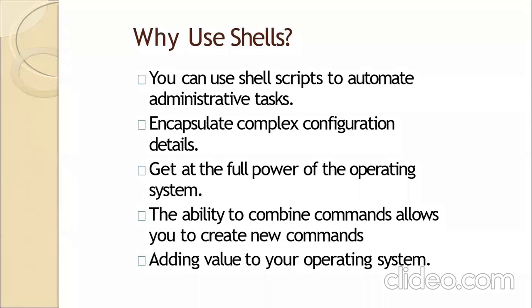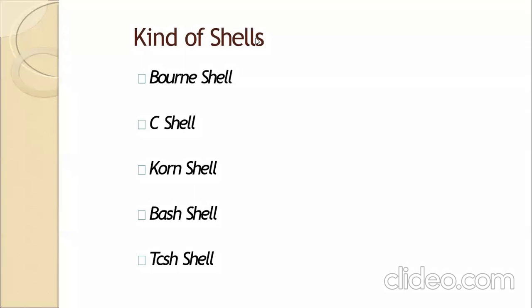Using a pipe, you have heard of the pipe. A pipe in the Linux operating system is where the output of one command is given as the input to the second command. Likewise, we can create our own commands in the Linux operating system, adding value to your OS. This point we have also covered: different types of shell, Bourne shell, C shell, Korn shell, Bash shell, and TC shell.